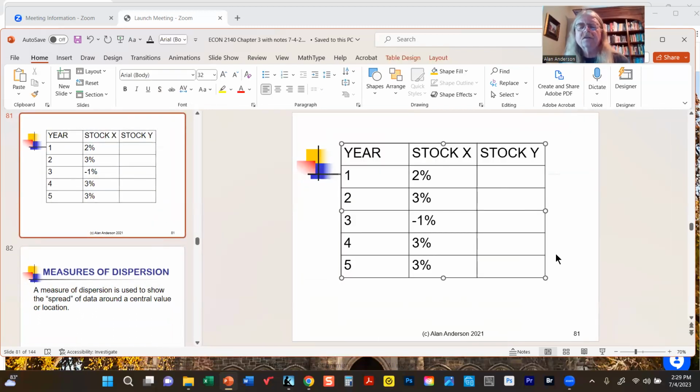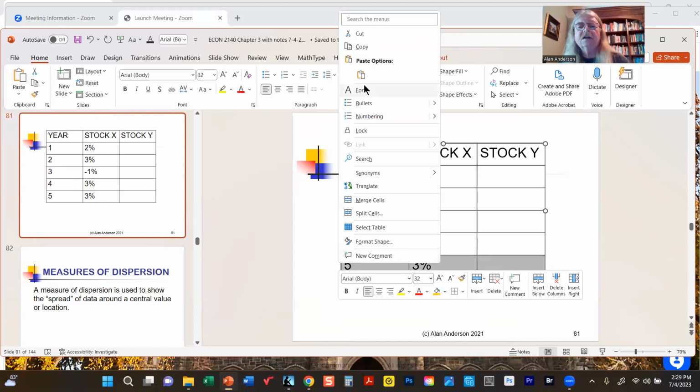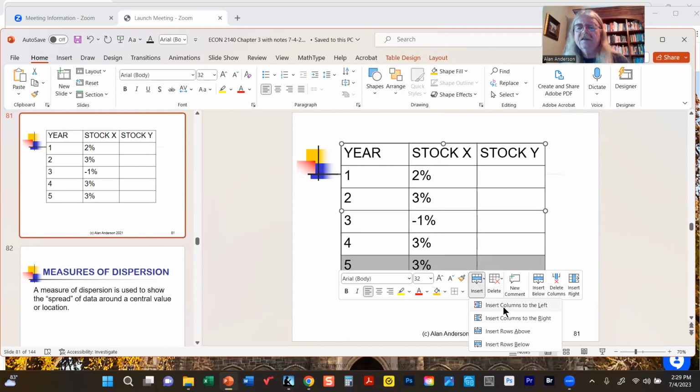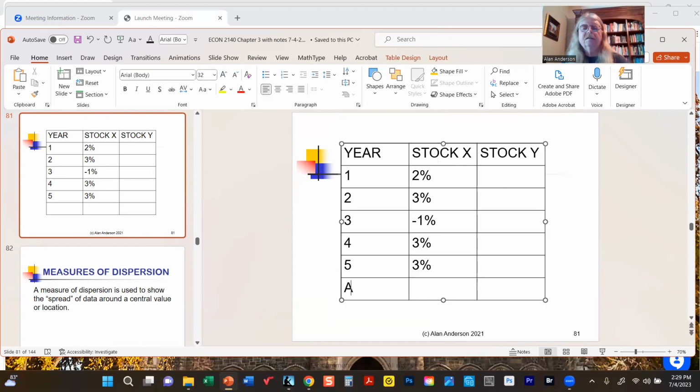Now, what I'd like you to notice here is that the average return to that stock over the last 5 years, if you add those up, it's actually 2%. In other words, if you add up all 5 of these observations, it adds up to 10%. So since there's 5 observations, we have an average of 2%.